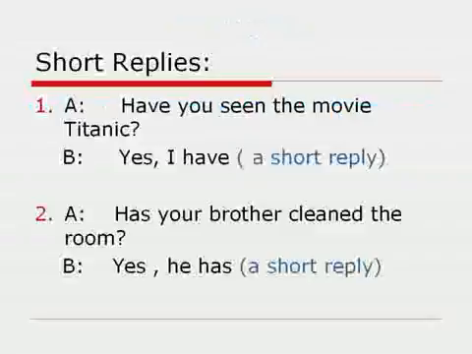Now we look at short replies. Example number 1. A. Have you seen the movie Titanic? B. Yes, I have. A short reply. Example number 2. A. Has your brother cleaned the room? B. Yes, he has. A short reply.